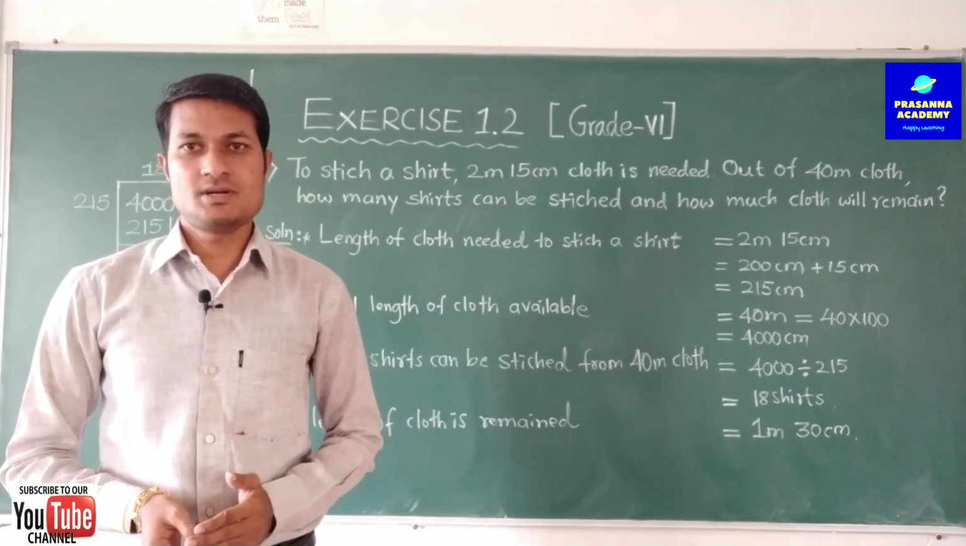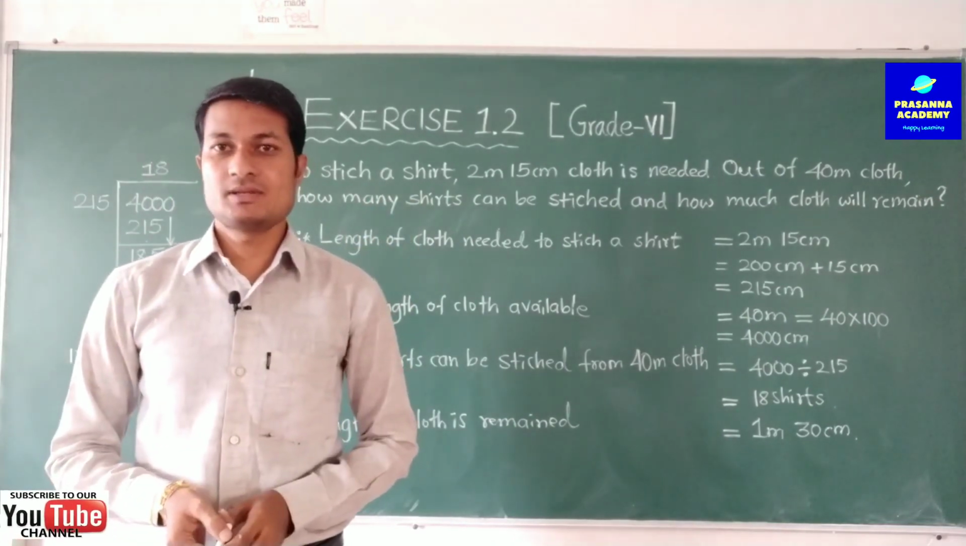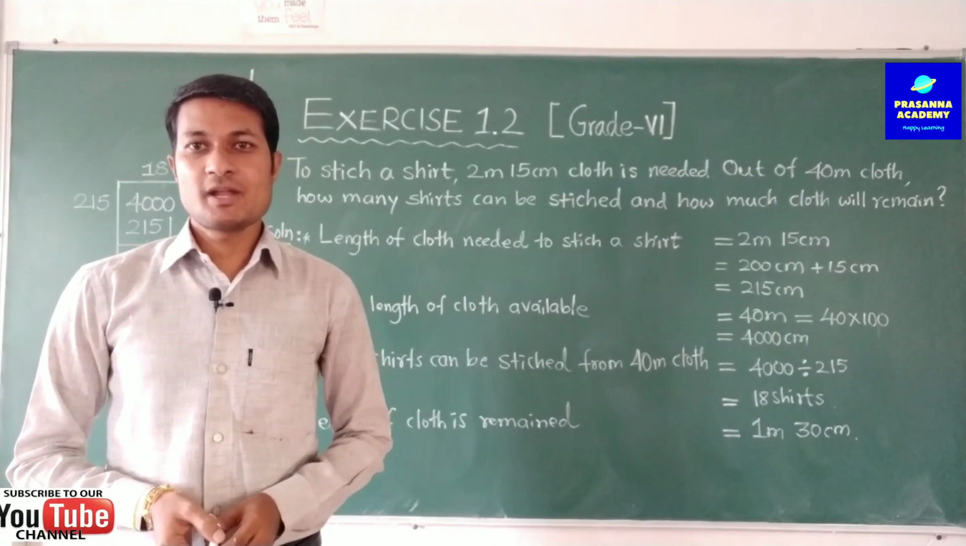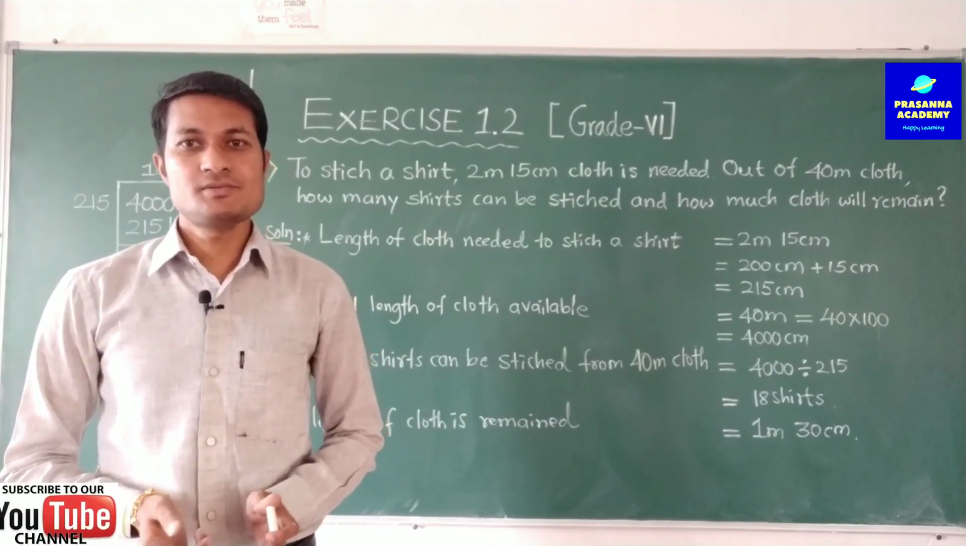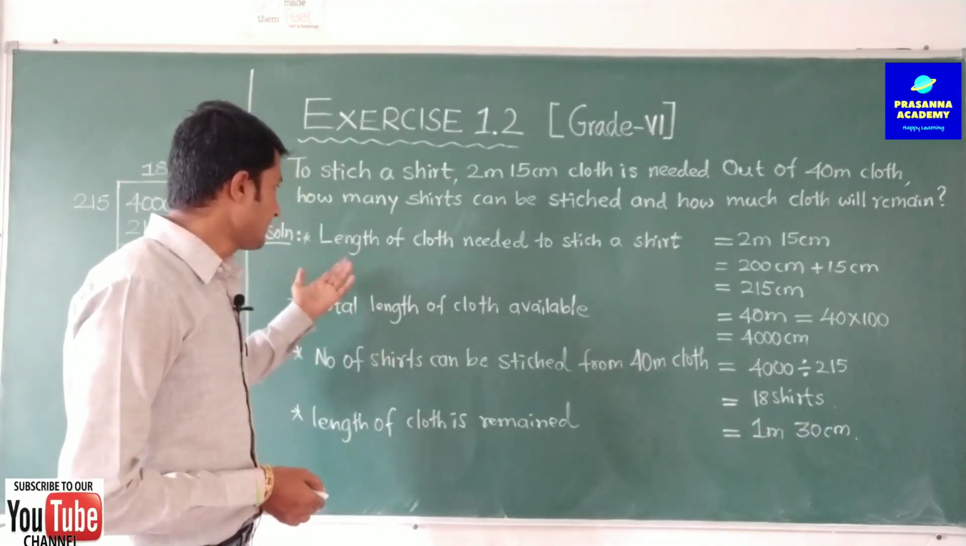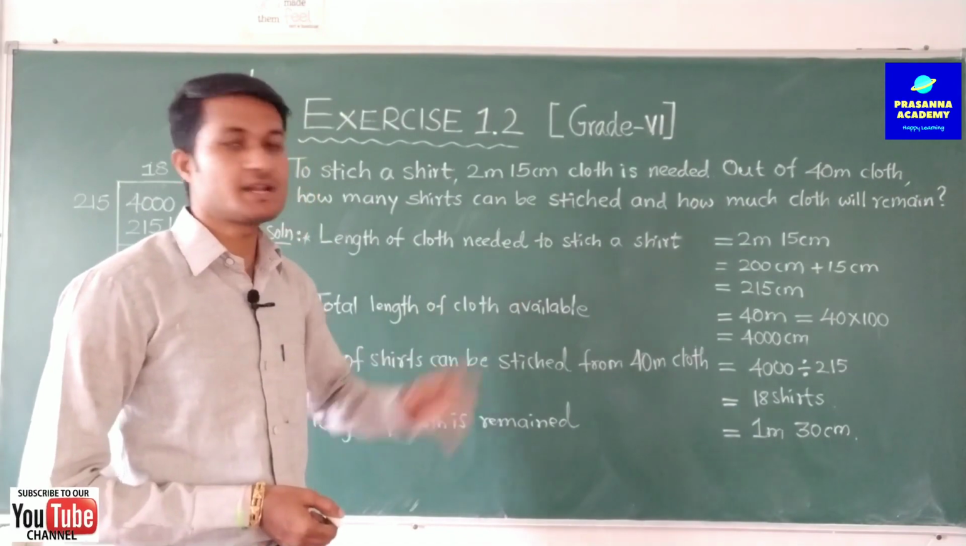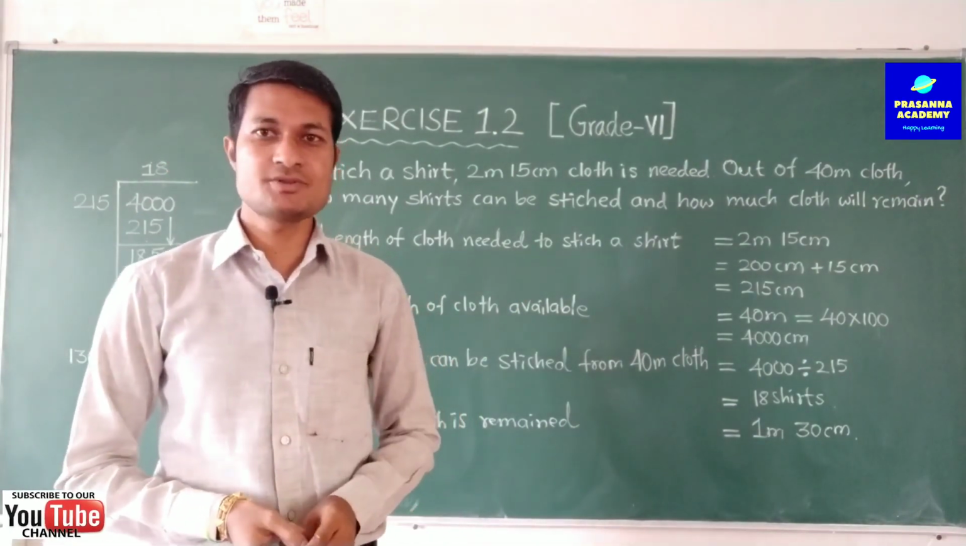But to stitch a shirt, you need 2 meter 15 centimeter cloth. So by using 40 meter of cloth, how many shirts are you going to stitch? Let's understand this. First, we are going to write the first sentence as length of cloth needed to stitch a shirt, that is 2 meter 15 centimeter, which is clearly given in the question.